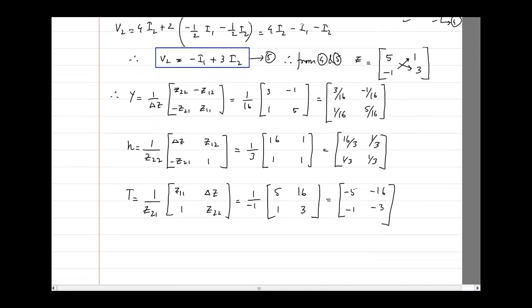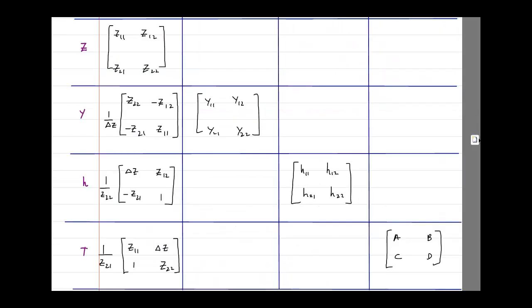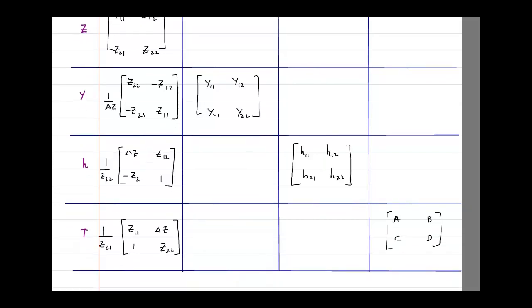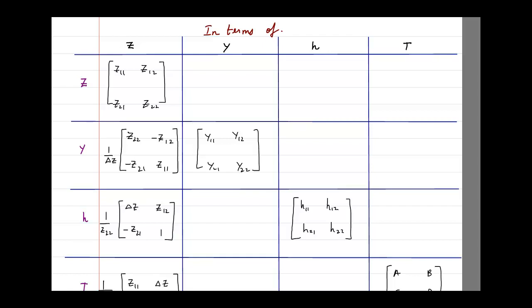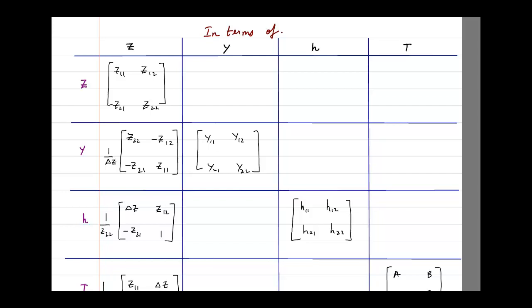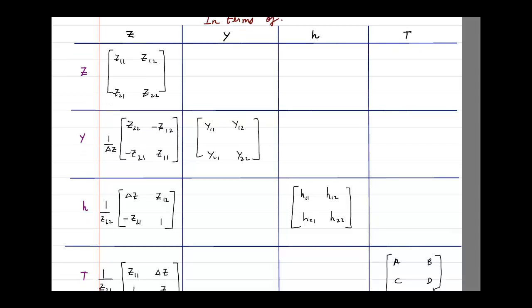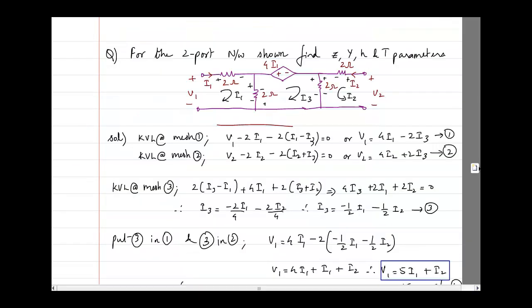And this is the beauty of the interrelationship. If you have this particular table available with you, you can find out any parameter in terms of any other parameter. It is very easy now, because all you have to do is only use KVL. There is no need to go for KCL, no need to go for anything else. So remember this. This is the simple problem. Thank you.